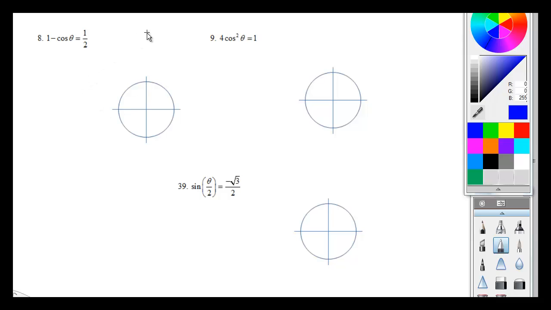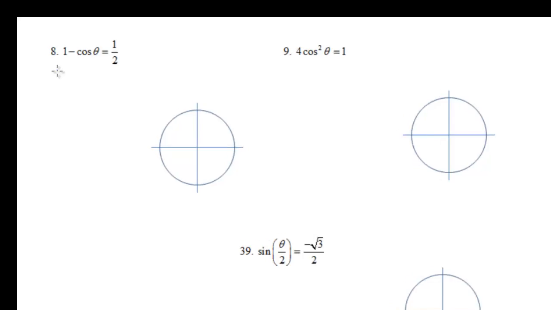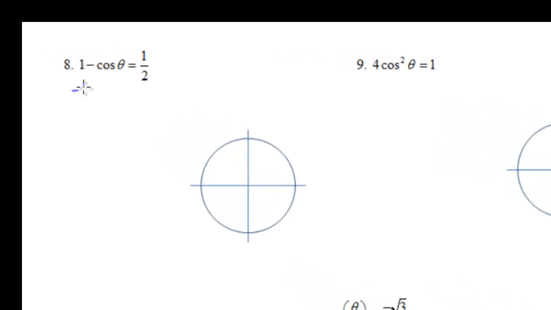This video is for Chapter 7, assignment number 2 on solving trig equations. So this is problem number 8 from the textbook, page 492, and I'm just going to show how to do the problem. So first we want to isolate the cosine, so I'm going to subtract 1 from both sides and get that negative cosine theta is equal to negative 1/2.